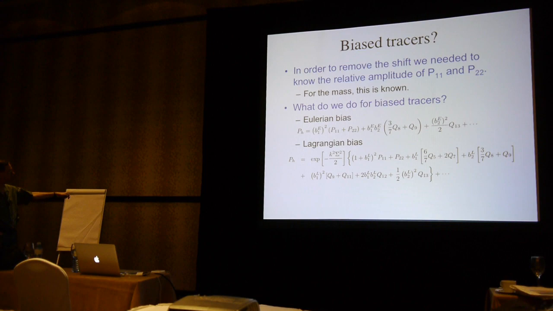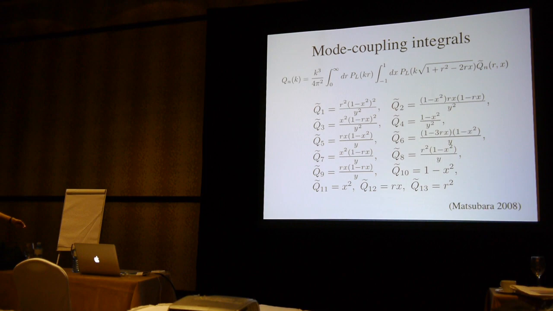In the Lagrangian case, you get a similar looking expression. You have some terms involving P11 plus some terms in front of P22. Notice where the bias factors go is a little different in the two of them, and then you get various other terms. And all of these have known expressions. This is what the Qn look like, and this is just taken from Matsubara's paper. You can find similar things in Eulerian perturbation theory.